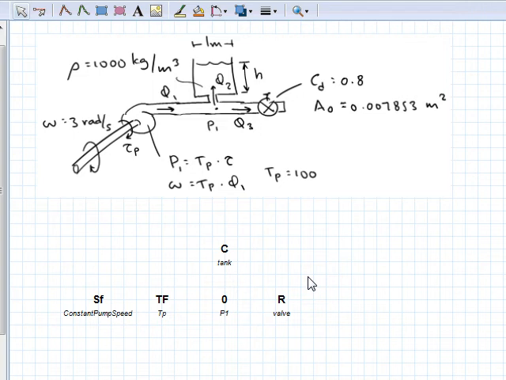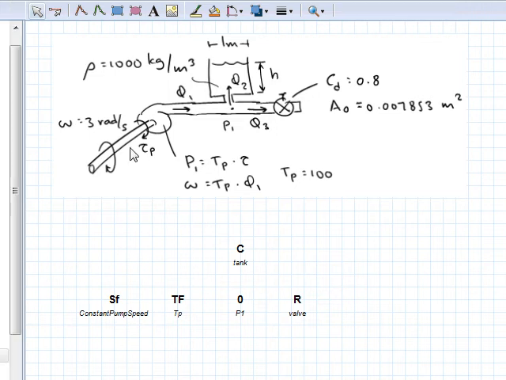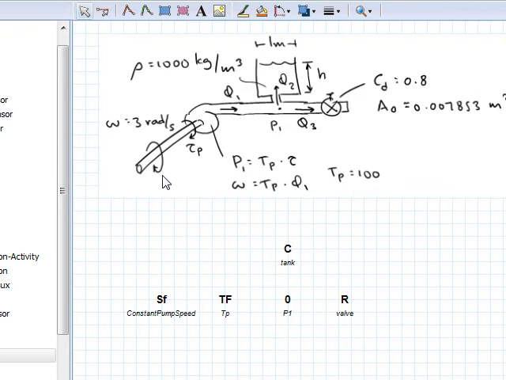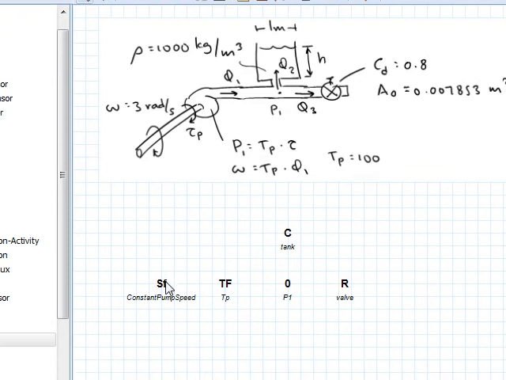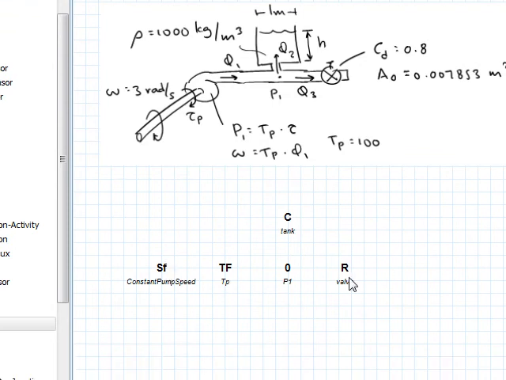I've brought in some of the standard bond graph components. We will need a flow source to represent the constant pump speed. So I've already given these elements names which correspond to the physical system by right-clicking on them and choosing properties.